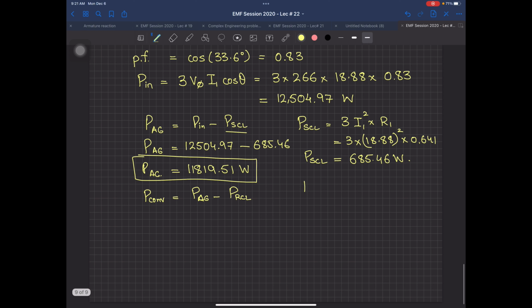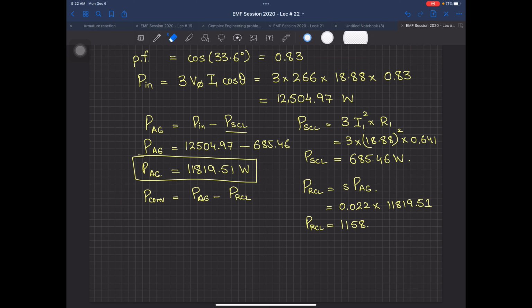So what I will do over here, I will find out RCL equal to S times P air gap. What is my S? 0.022 multiplied by 11819.51. Please give me the answer. P RCL 1158.